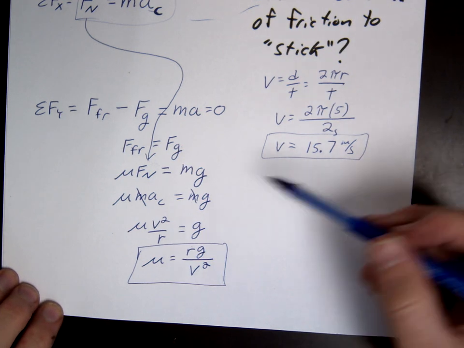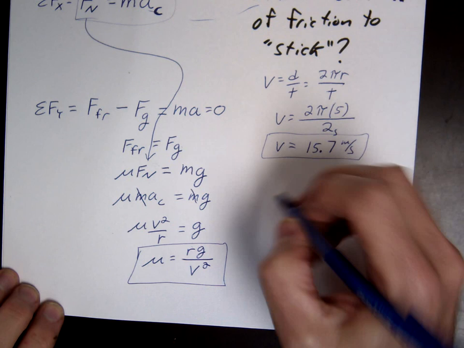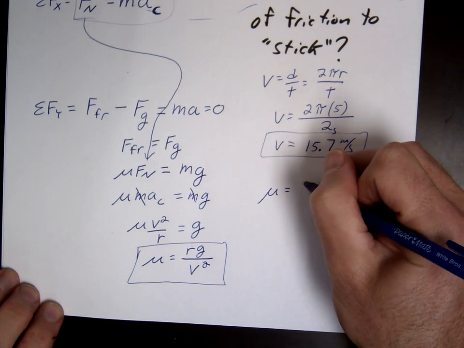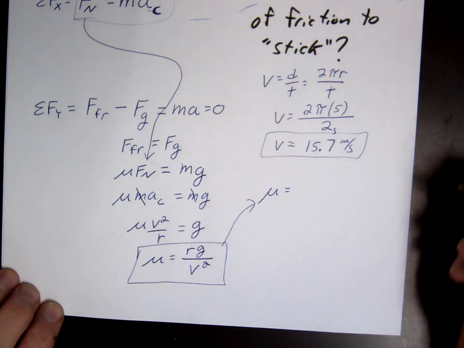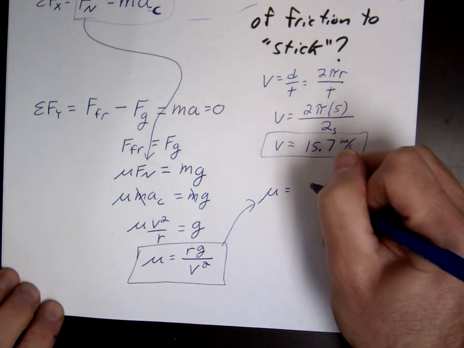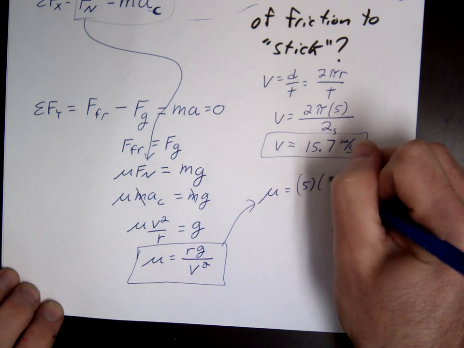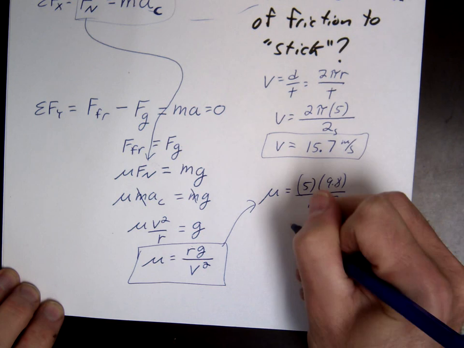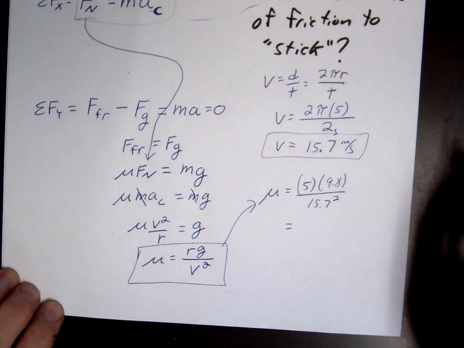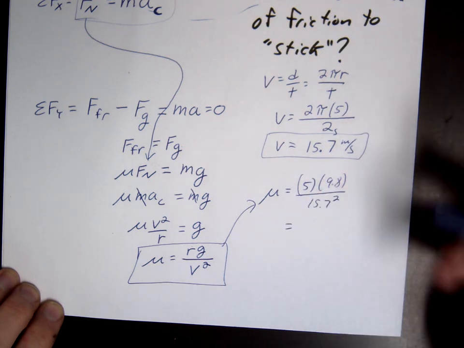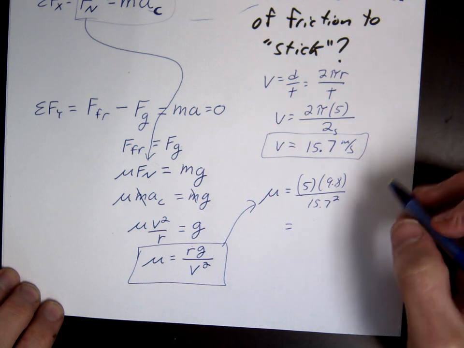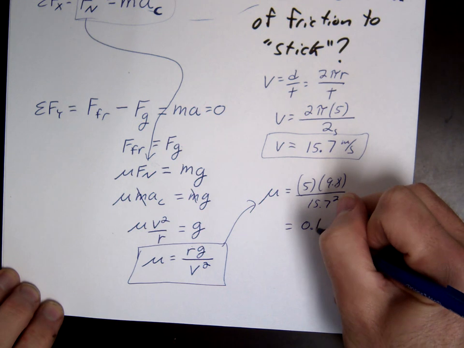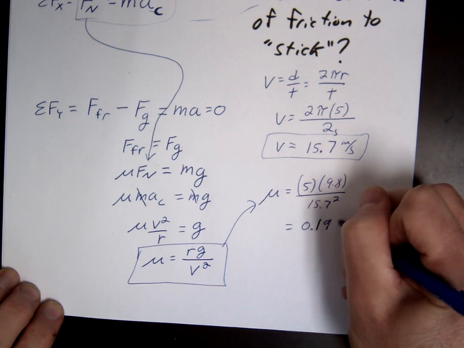Right? So then we'll just go ahead and plug that into our mu equation that we derived earlier. So r was what, 5? Little g, 15.7 squared. Looks like it's a lot less than 1, yeah? 0 point something. 0.199.